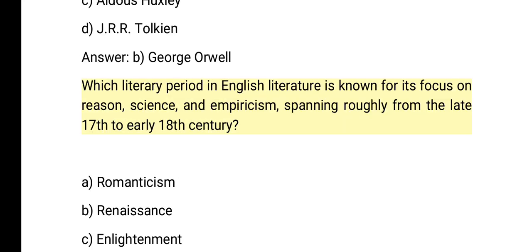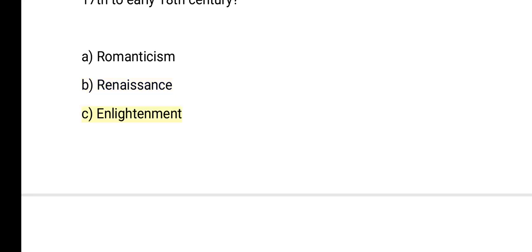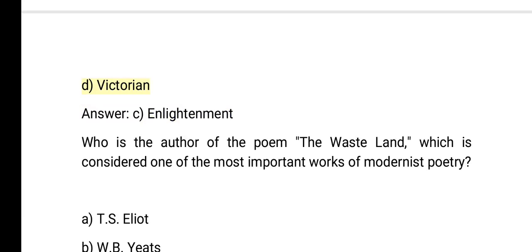Which literary period in English literature is known for its focus on reason, science, and empiricism, spanning roughly from the late 17th to early 18th century? A. Romanticism. B. Renaissance. C. Enlightenment. D. Victorian. Answer: C.